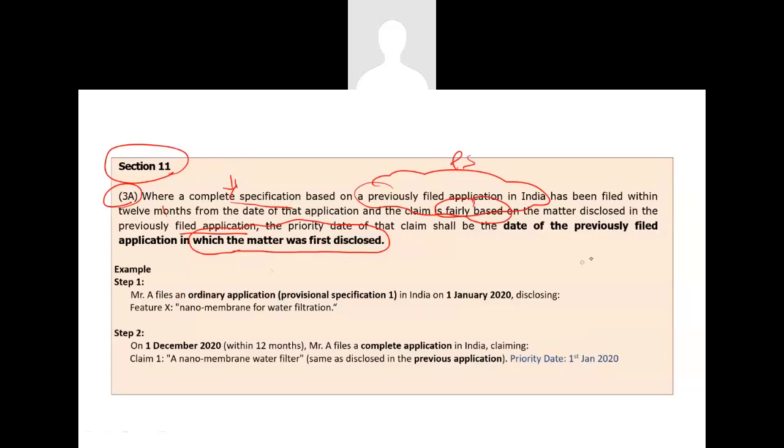Just say, in order to understand this, let's look at this illustration. It says Mr. A filed an ordinary application, which is provisional spec 1, on 1st Jan 2020 disclosing feature X, which is nanomembrane for water filtration. Then on 1st December, exactly within 12 months, before the expiry of 12 months, he files a complete specification claiming exactly the same thing, a nanomembrane water filter. So the priority date would automatically be the priority date from the provisional, because that's where the subject matter is coming from. Complete spec details are fairly based on the details provided in the provisional spec.